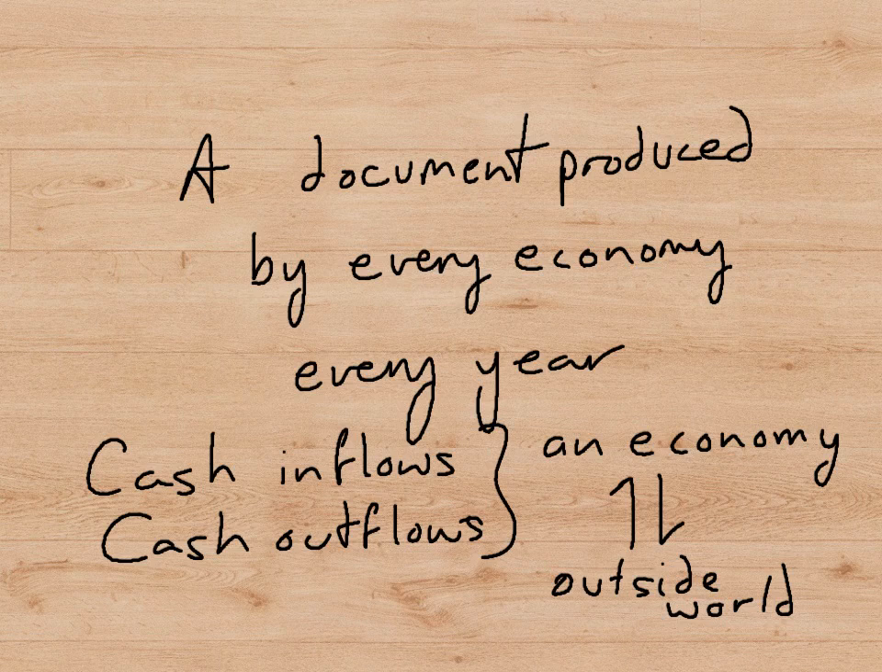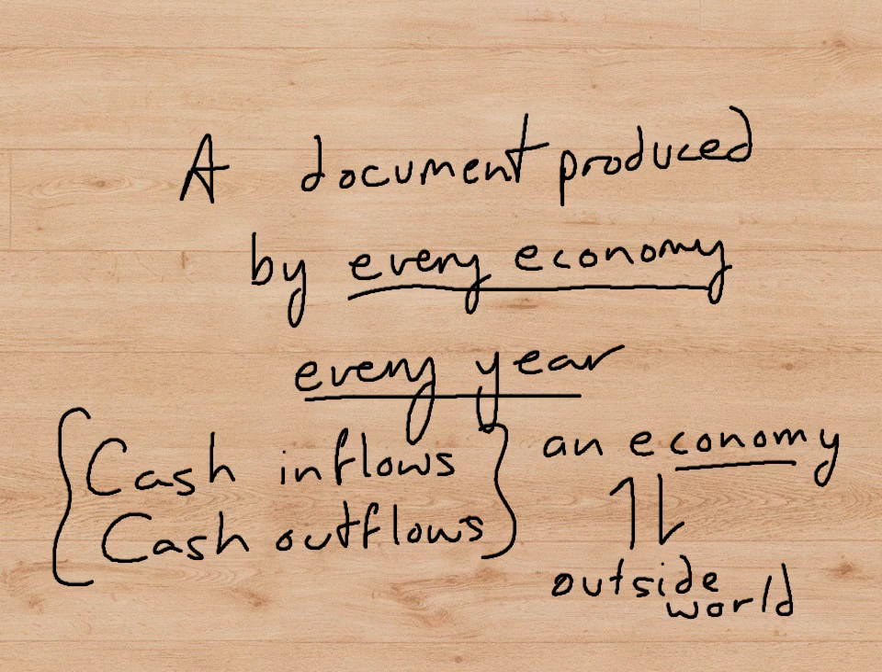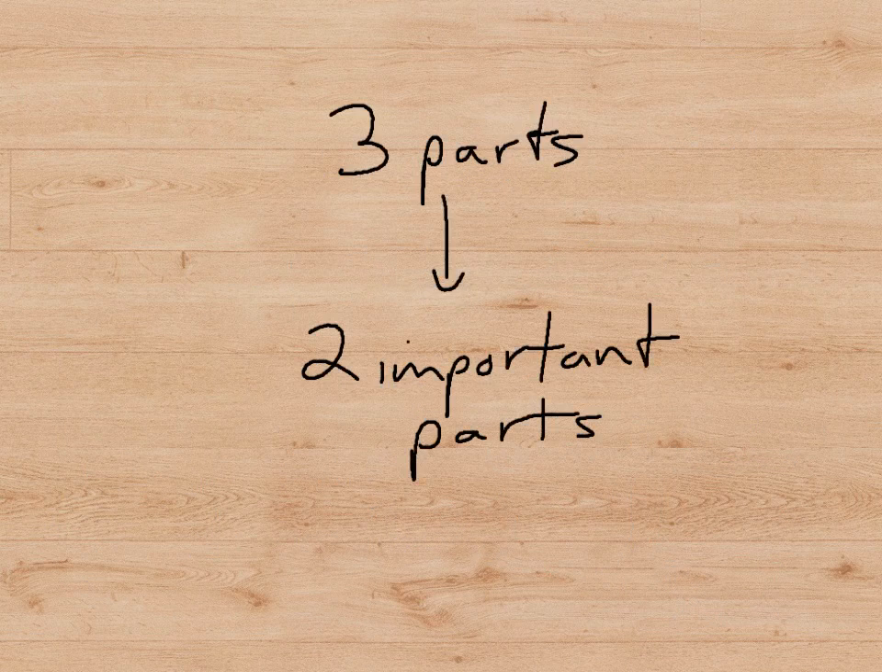This document, which, as we've said, is produced by every economy every year, details the cash inflows and cash outflows between the economy and the outside world. That is the list of cash inflows and cash outflows contained in the balance of payments.